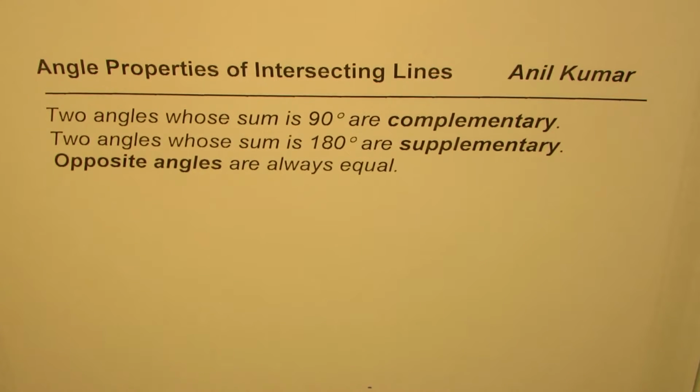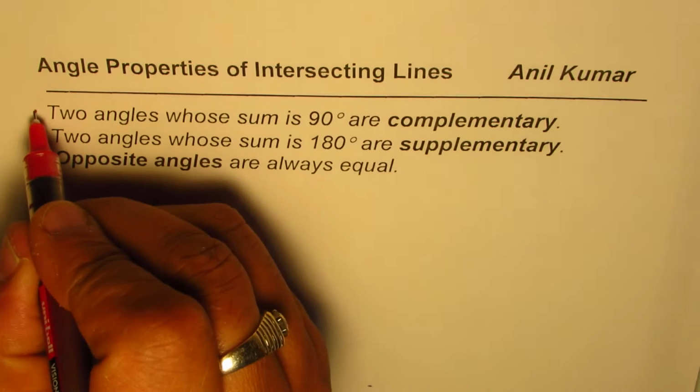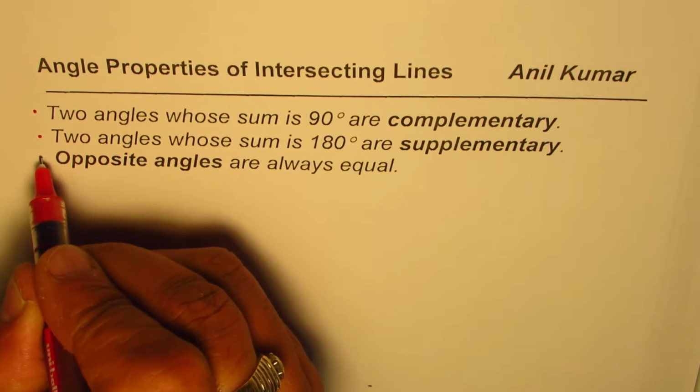I'm Anil Kumar. Let us understand angle properties of intersecting lines. There are three statements written here. We'll just understand these three.